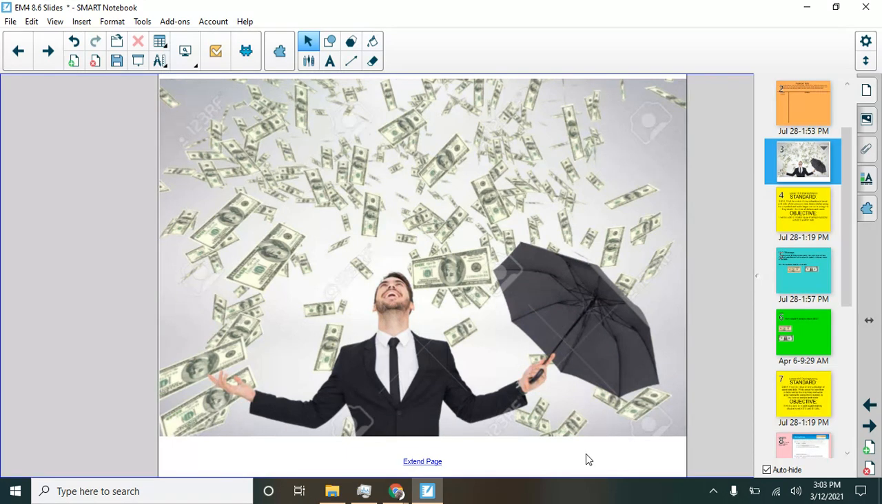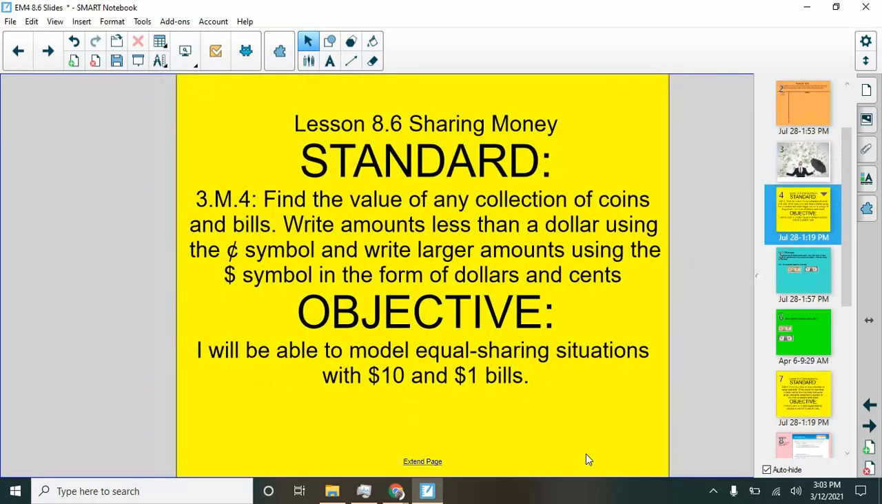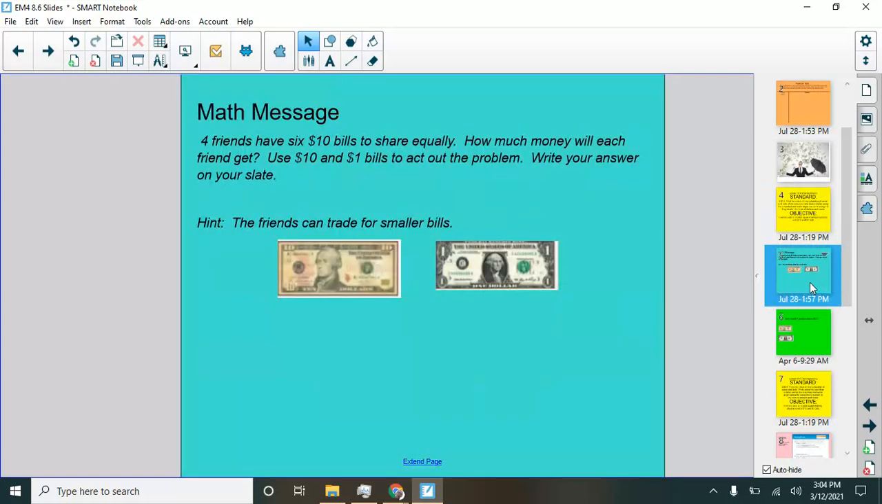It's a money day. It is lesson 8.6, third graders. And we're going to show you the objective right off the bat here. Our goal is to be able to model some equal sharing situations with $10 and $1 bills. All right. And so you can see our standard here about finding the value of any collection of coins and bills. And actually, we're going to look more at the standard in another bonus content lesson soon.